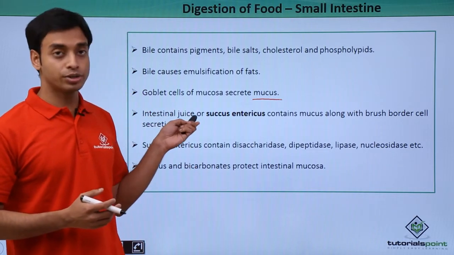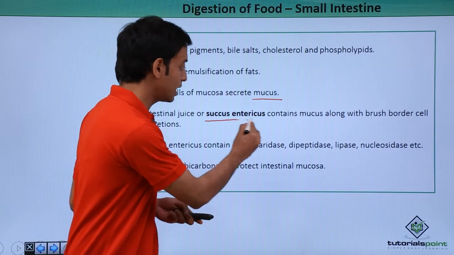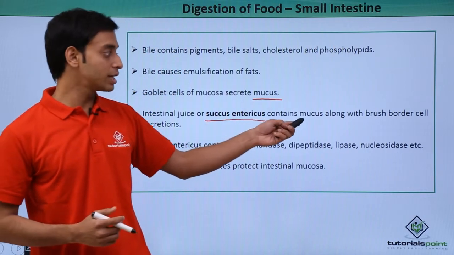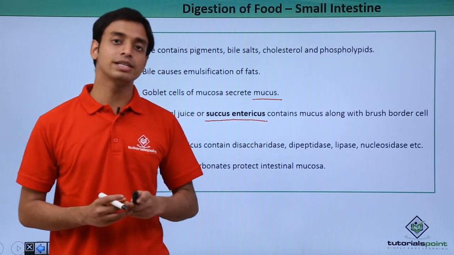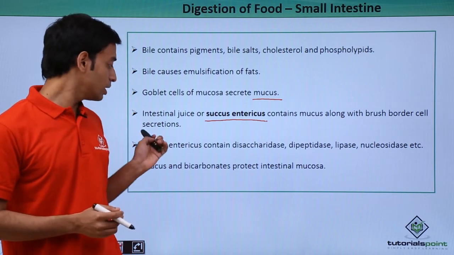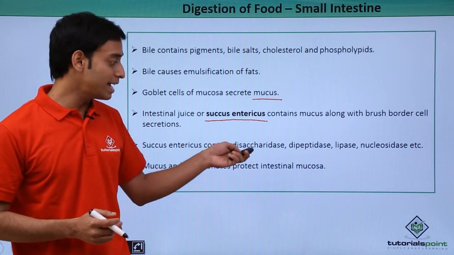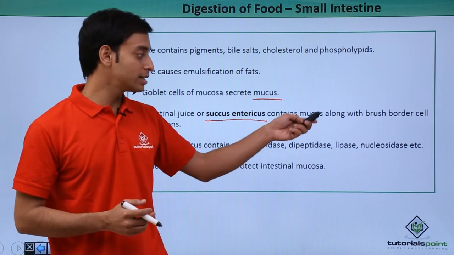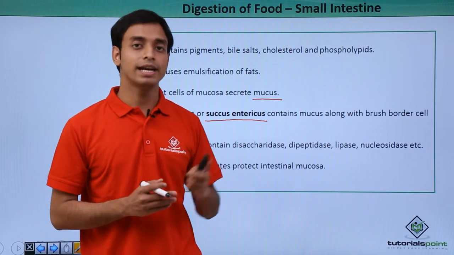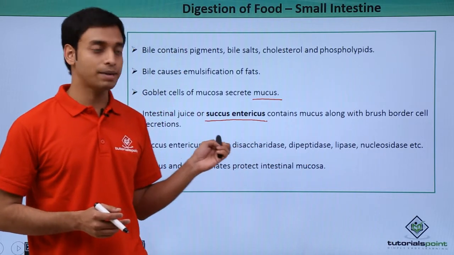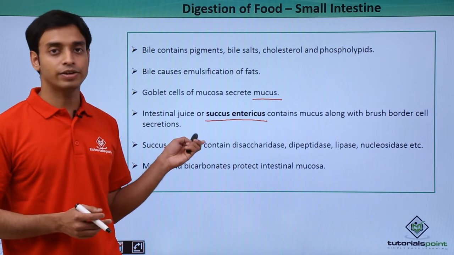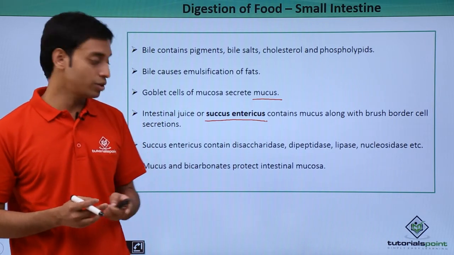Now the intestinal juices are also known as the succus entericus. It contains mucus along with the brush border cell secretions. The succus entericus contains disaccharidases, dipeptidases, lipases, nucleosidases, etc. So these are the variety of enzymes which are present in the succus entericus, or the intestinal juice secretions.